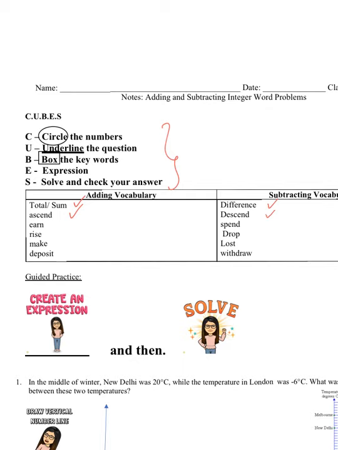If you earn money, you add. If we spend money for something, we subtract. If they say rise, for example, temperature rise, you add. If they say the temperature drop, we subtract. If you make money, we add, but if we lose, we subtract. If we deposit money into the bank, or deposit a check into the bank, it's add. If we withdraw or take money away, that means we're going to subtract.